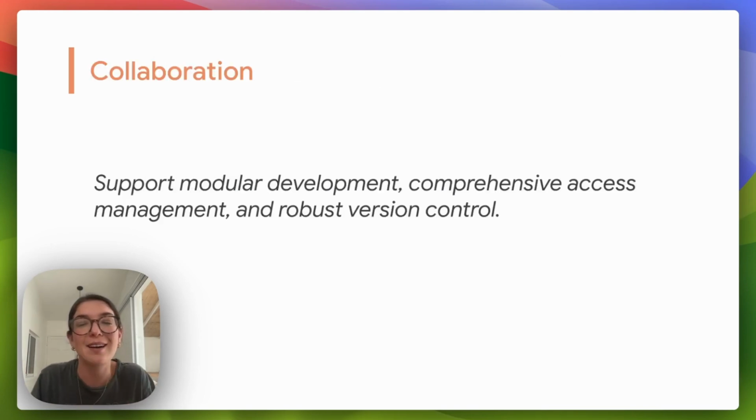Another theme we're focusing on is collaboration. Our goal here is to support modular app development, which means that if you're working on a huge app across a huge team, maybe you want to divide and conquer and work on individual parts of that app in different projects. We also want to make sure we have comprehensive access management and really robust version control.